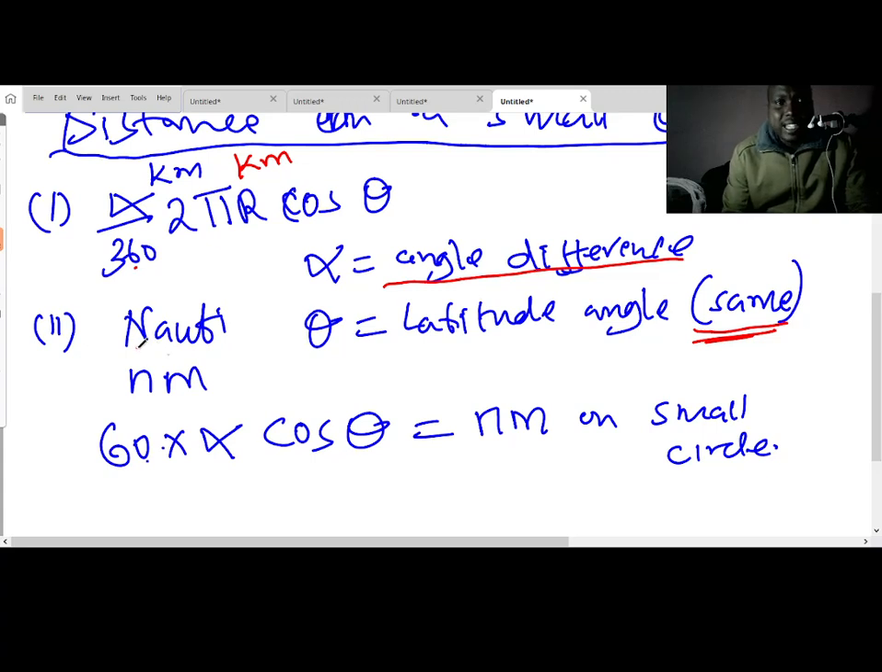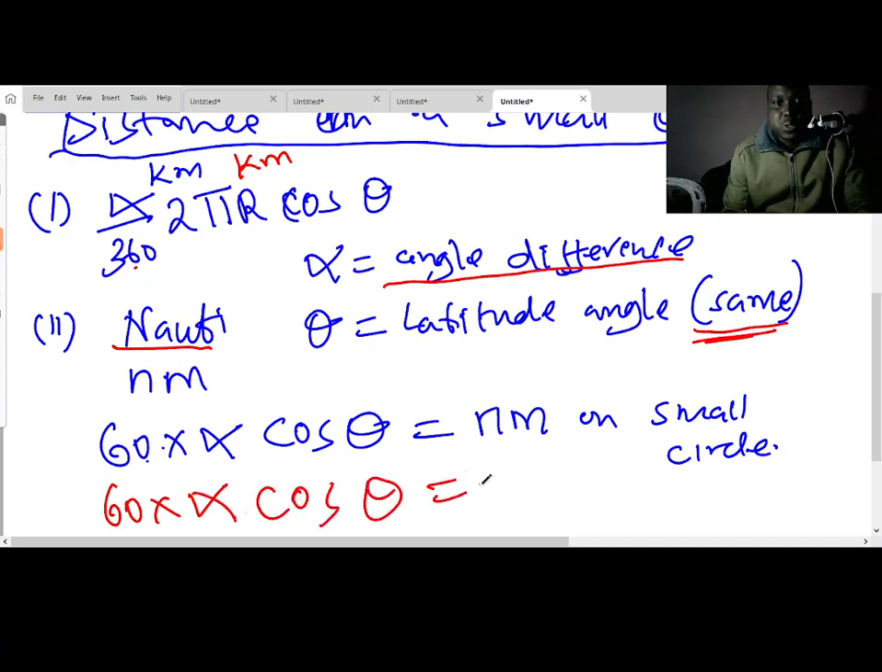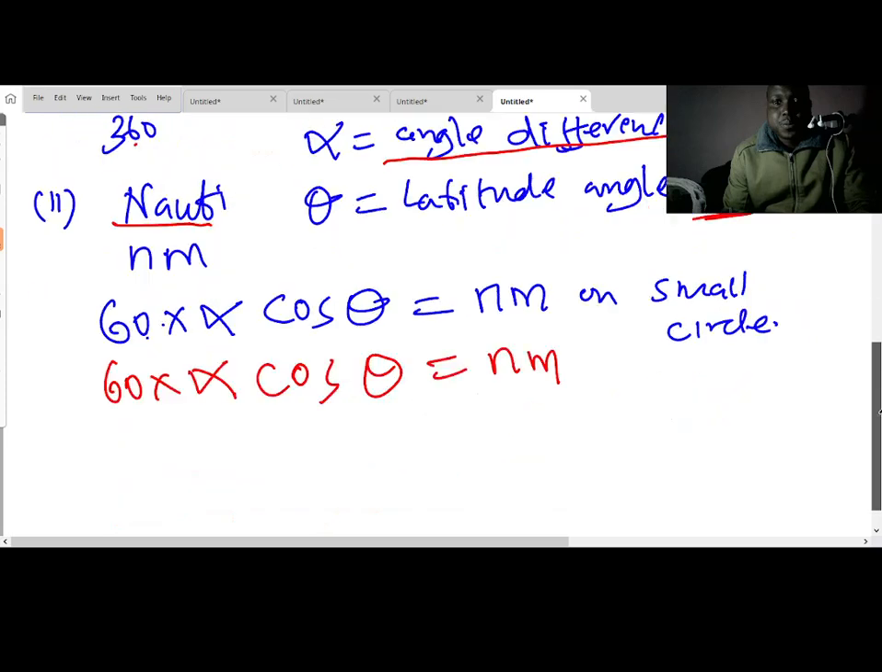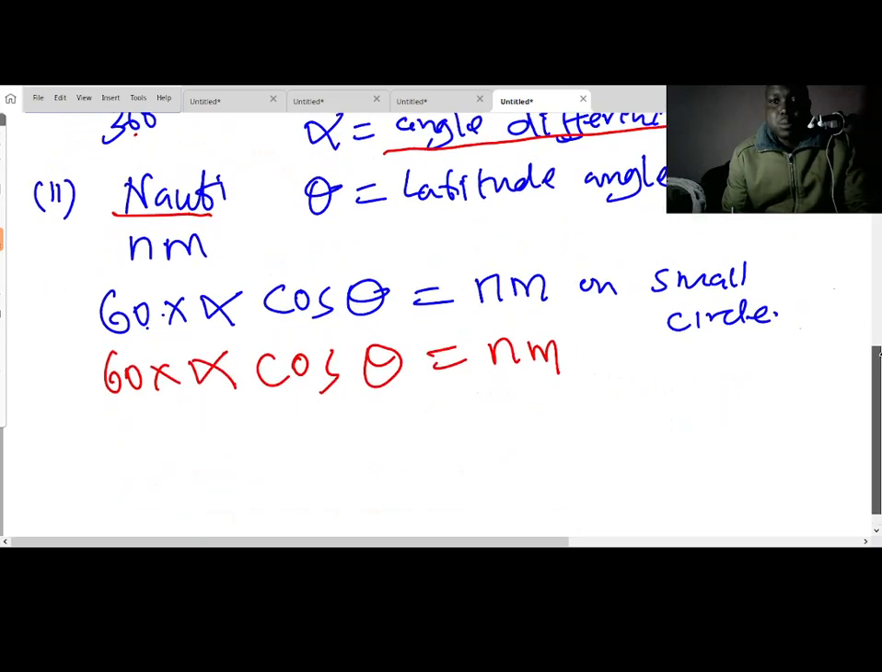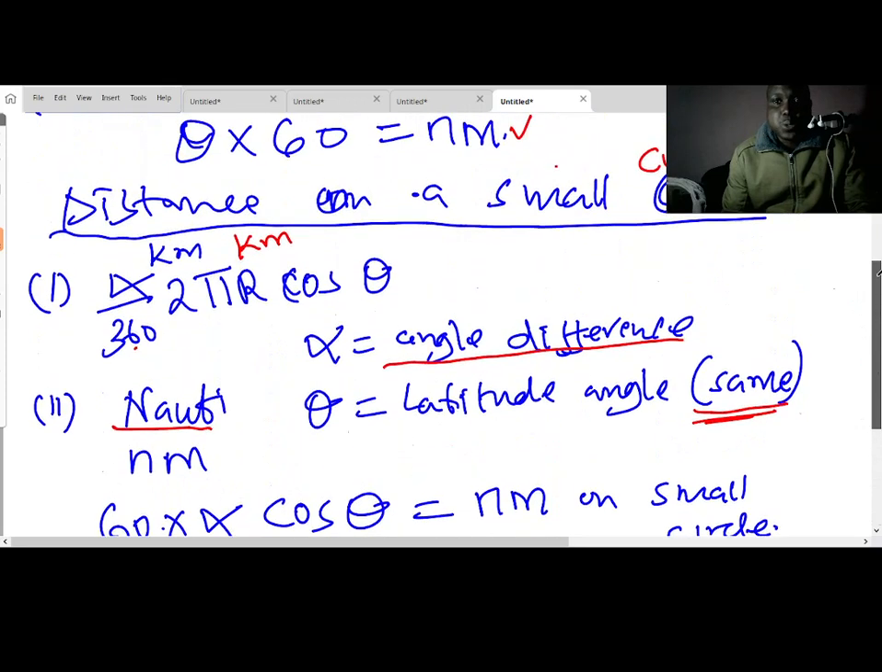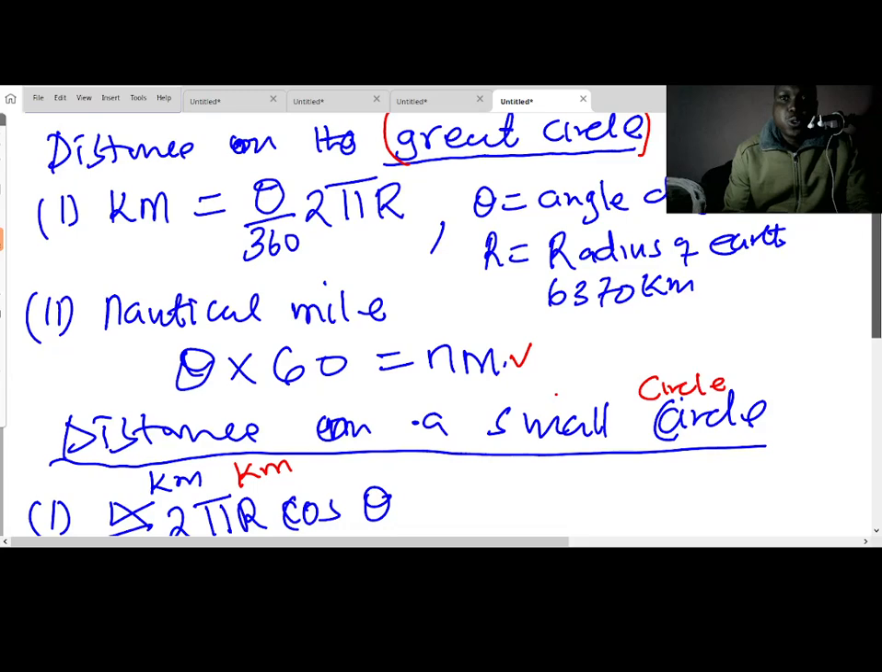If you want the distance in nautical miles along a small circle, the formula is simple also. It is 60 times alpha, the angle difference, times cos of the latitude, which will give you the answer in nautical miles. So now I will dip into the examples, which will help you to understand even more.